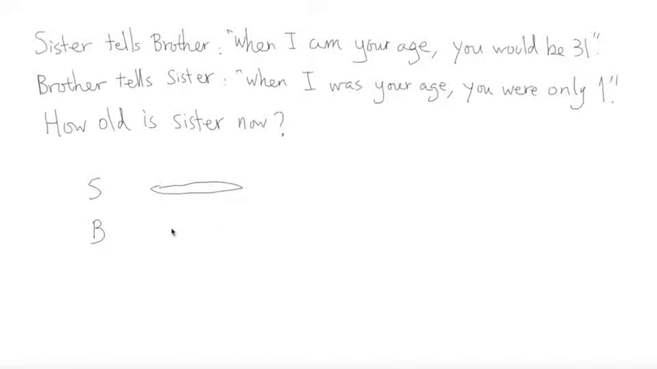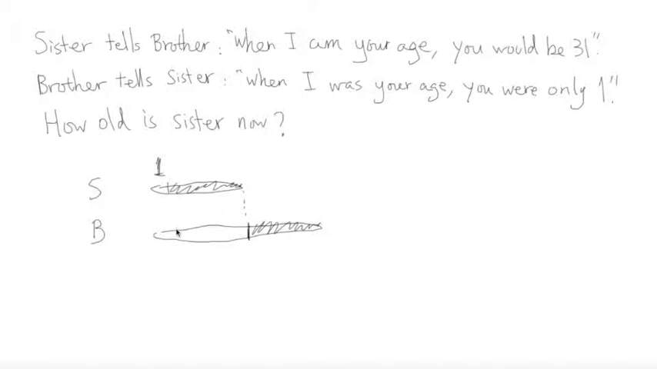And the brother is going to be older because the brother says, when I was your age. So when I was your age, what does that mean? So there's a difference. This many years ago, the brother was the sister's age. So if the sister went back this many years, she would be 1 year old. So let's use this to draw that many years. Then if she goes backwards by this many years, the sister will be only 1 year old.